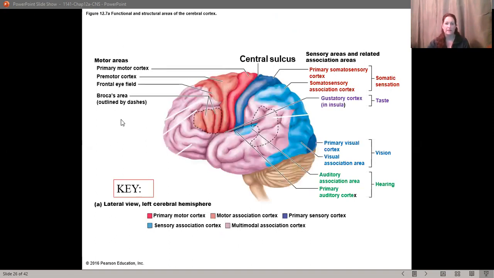This is a map of those areas. This is the central sulcus. It divides the frontal lobe from the parietal lobe. The primary motor cortex is just anterior to that central sulcus. Adjacent to the primary motor cortex is the premotor cortex that does the planning for the primary motor cortex. Then the frontal eye field is even more anterior. And then in one hemisphere, we're going to have Broca's area.